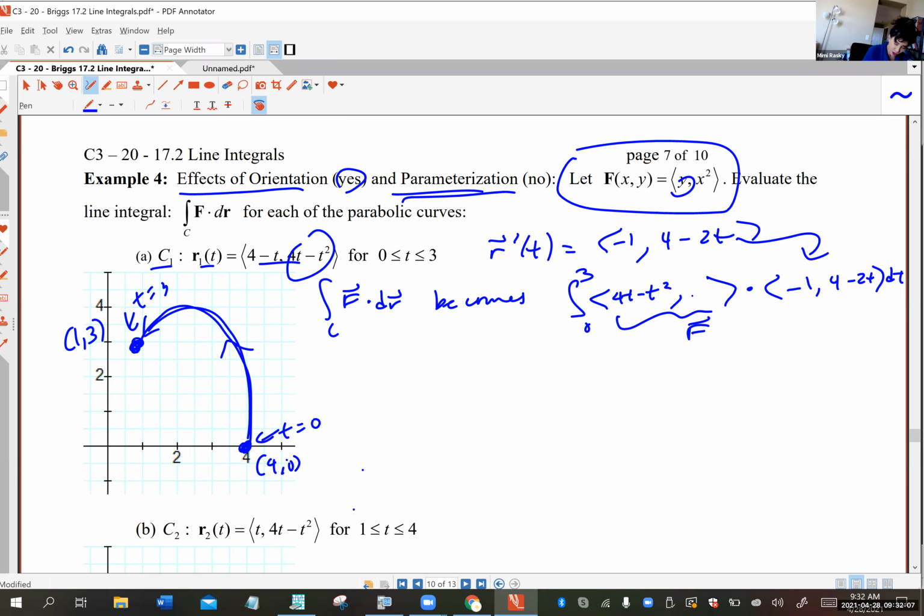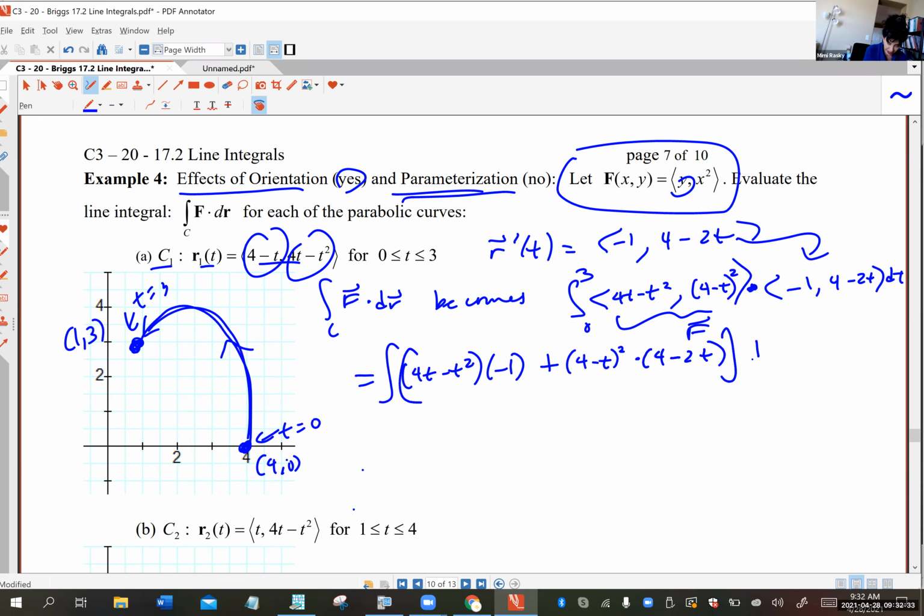And then the x squared, we're going to take the 4 minus t and substitute that in place of x, but then we need to square that. Oh, bummer. Okay, that doesn't look fun. And then let's do the dot product. So you're going to take 4t minus t squared and multiply it with the other x component, -1, plus the quantity 4 minus t squared times 4 minus 2t. This whole mess, dt, 0 to 3.